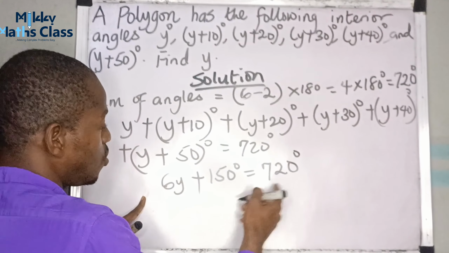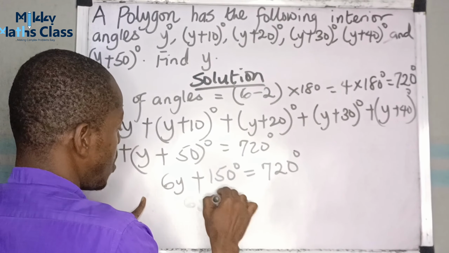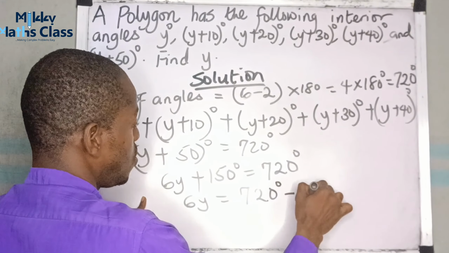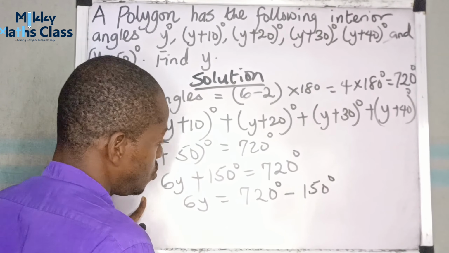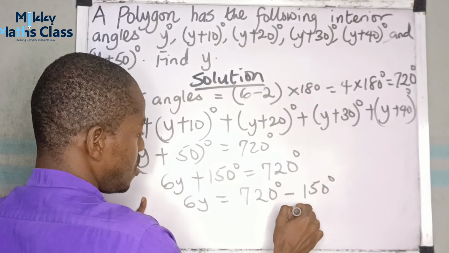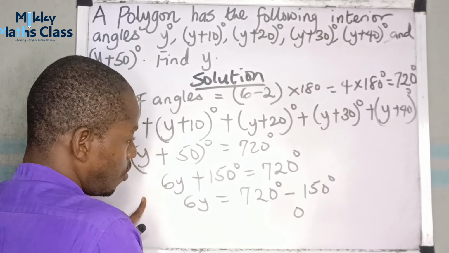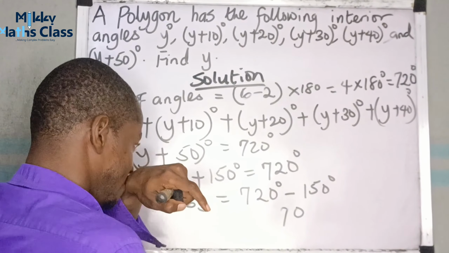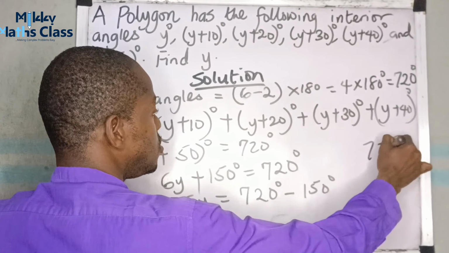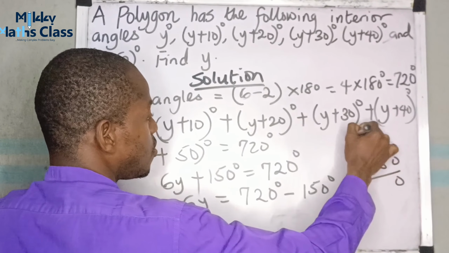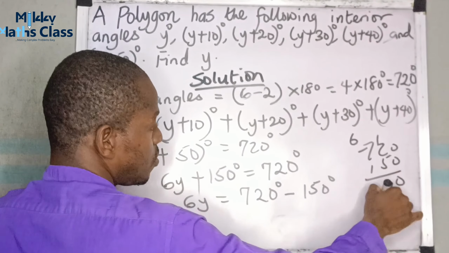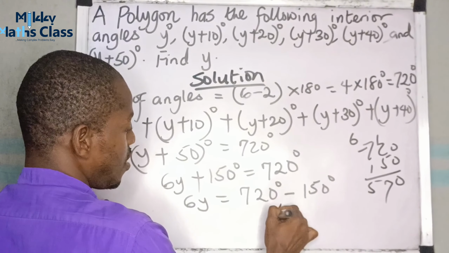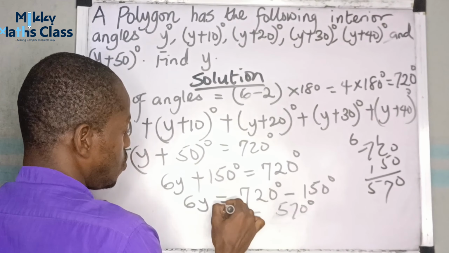So from here, we can subtract. 6y is equal to 720 degrees minus 150 degrees. This is 0, 12 minus 5 is 7, and 6 minus 1 is 5. So 570 degrees equals 6y.